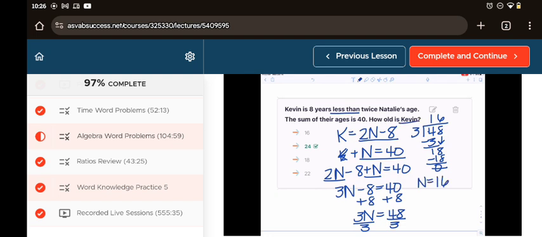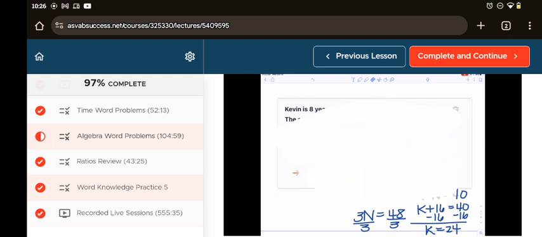Now, what is the question asking me for? It's asking me for how old Kevin is, not Natalie. So now I have to figure out Kevin's age. So I'm going to do the k plus n equals 40. So this is k plus 16 equals 40, minus 16, and I get k equals 24. And there goes my answer. Okay, awesome. Let's go ahead and keep going.